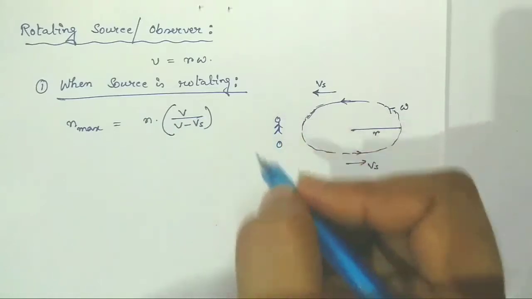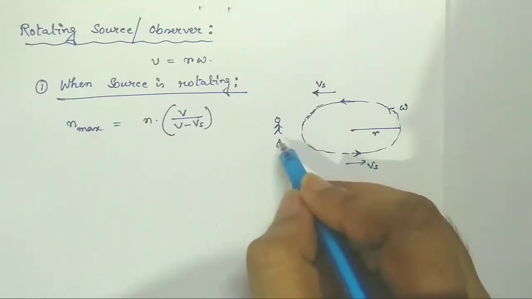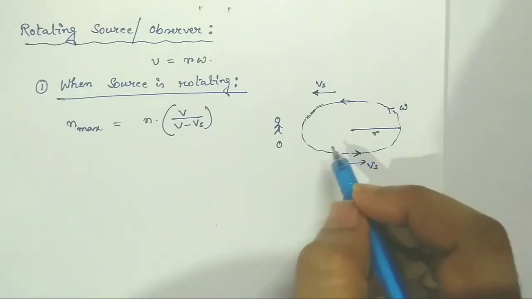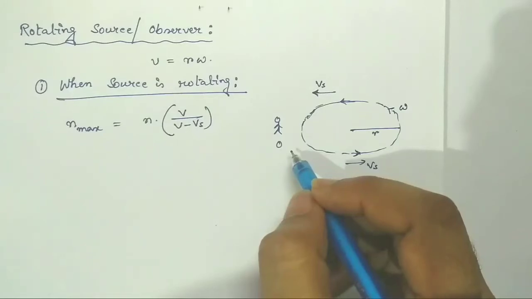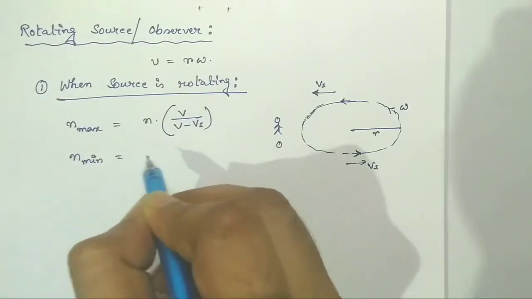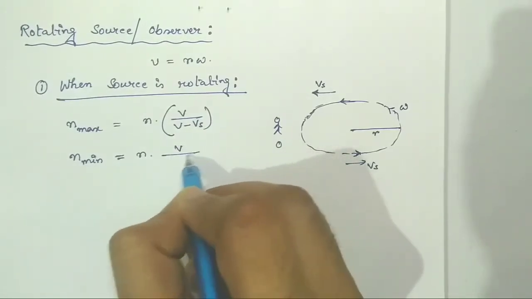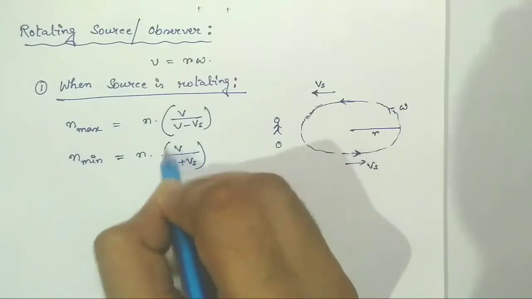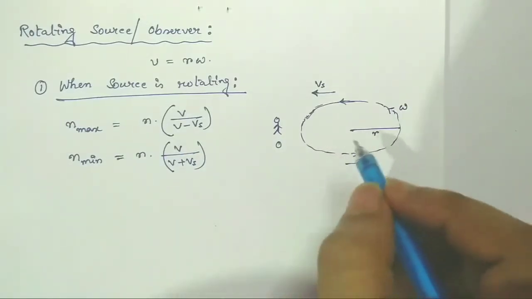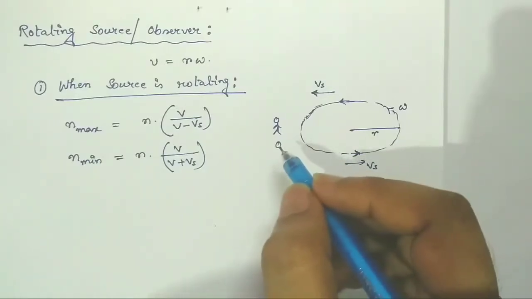VO is 0 here. And when the source is moving away from the observer, the apparent frequency heard by the observer will be minimum, and the minimum apparent frequency heard by the observer is given by n minimum equal to n into V divided by V plus Vs. Since we know that when the source is moving away from the observer, we will consider the lower sign.